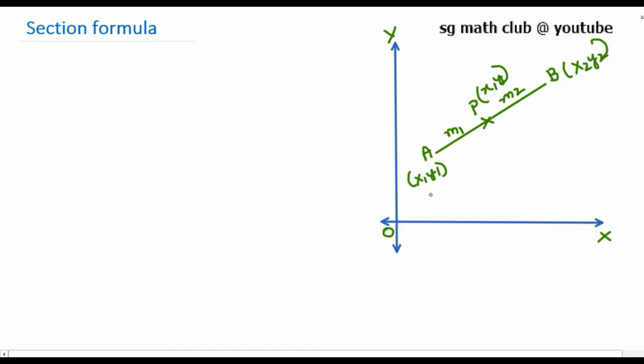So the coordinates of A is x1, y1, coordinates of B is x2, y2, AB is a line segment, and P divides this line segment AB internally in the ratio m1:m2. We need to find out the coordinates of P. That is, we need to find out the value of x and y using this section formula.